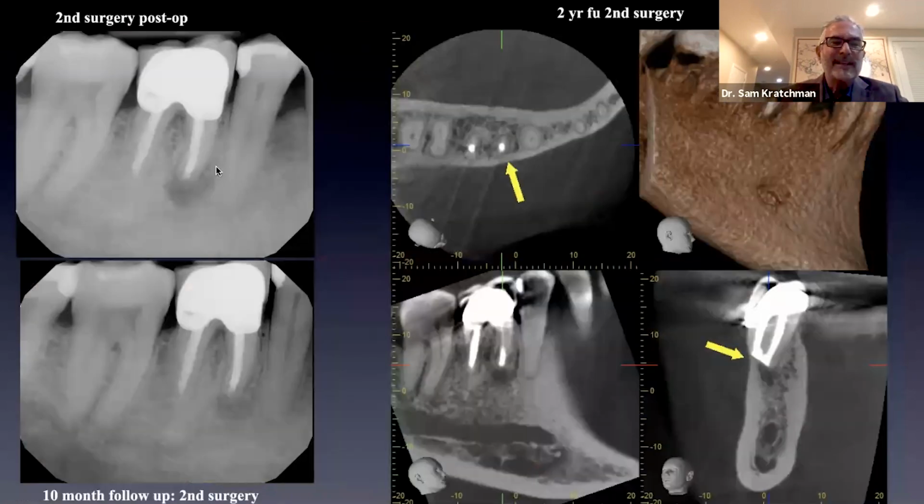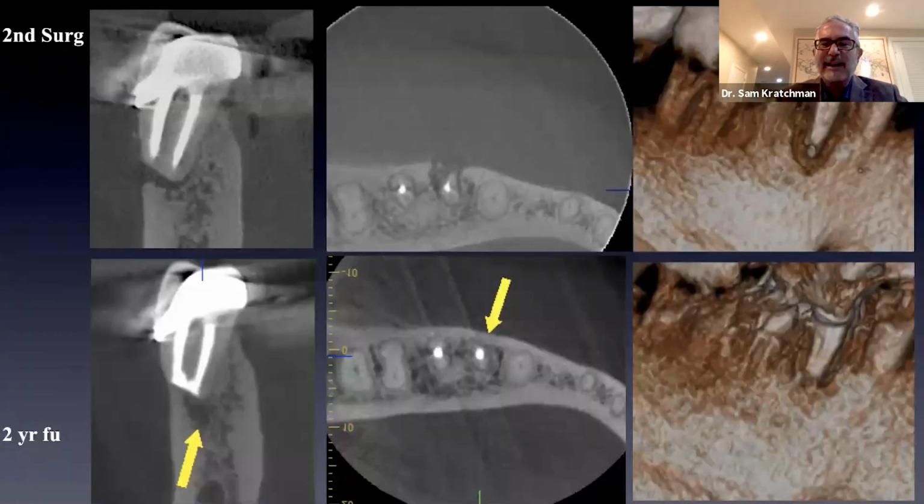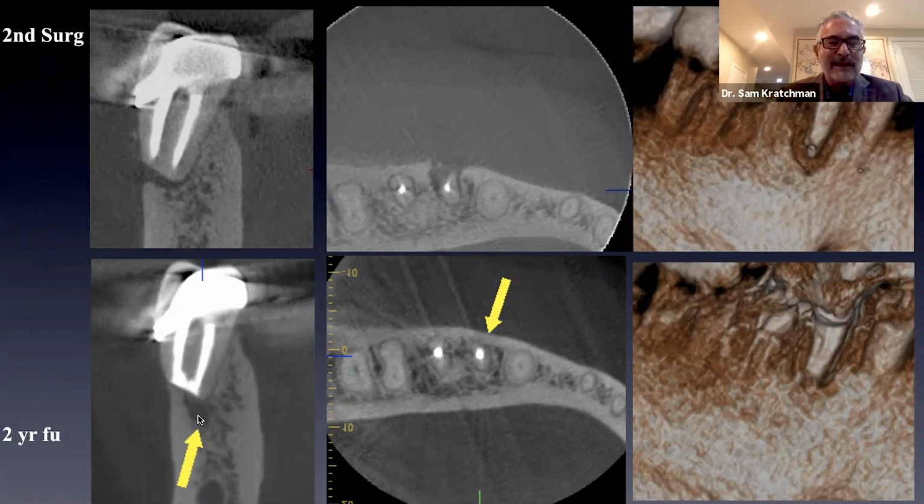There is the post-op of the surgery, 10-month follow-up, 2-year follow-up. So look at how nicely the bone has healed in. And let's compare the second surgery pre-op with a 2-year follow-up to the second surgery. And once again, this is that Penn criteria of limited healing, where it's completely filled in with cortical bone and maybe a slight area of hypodensity, meaning a little bit of elucency.